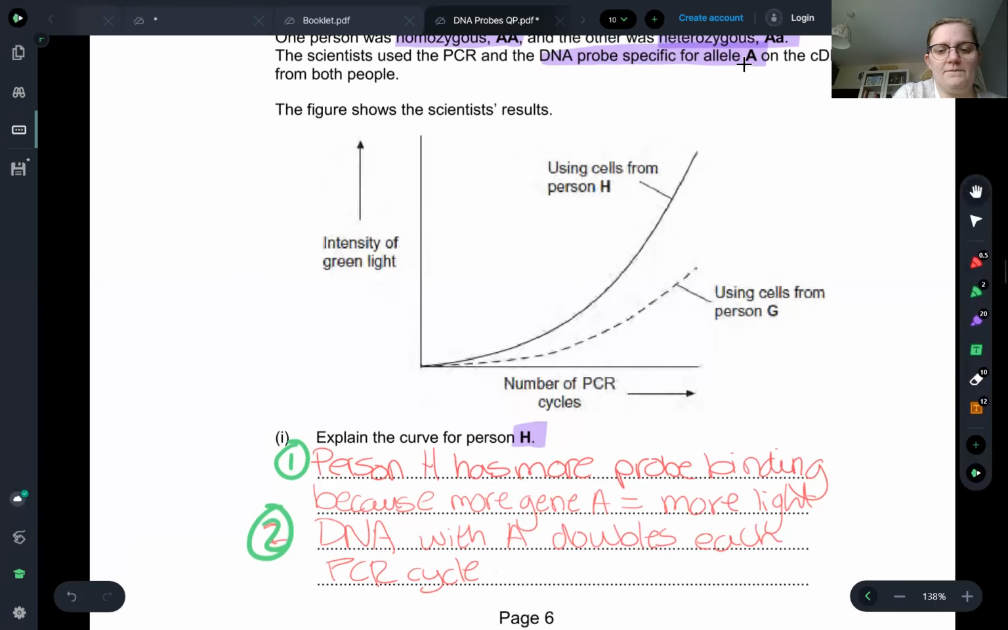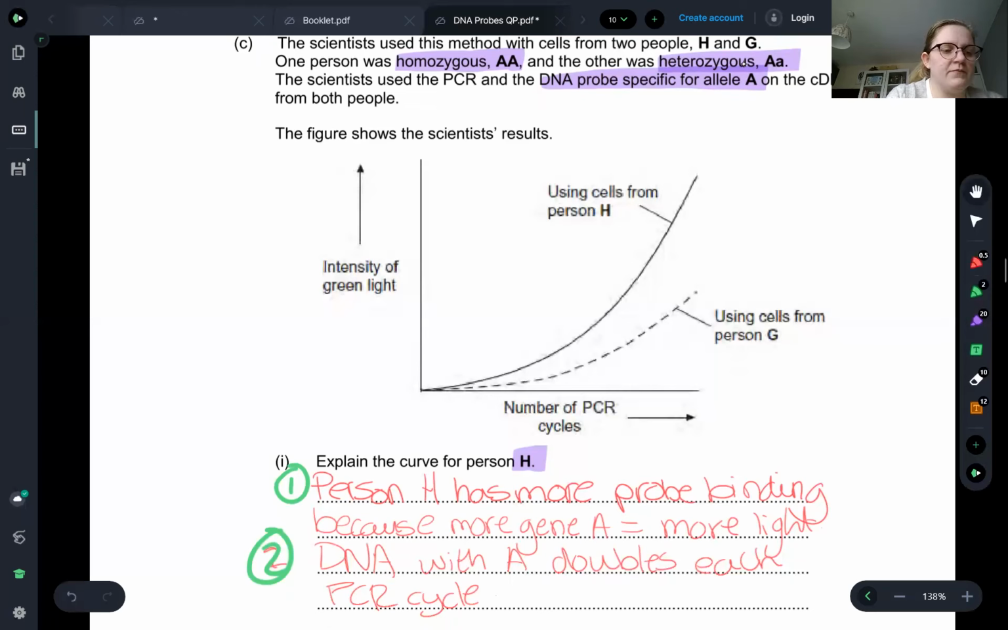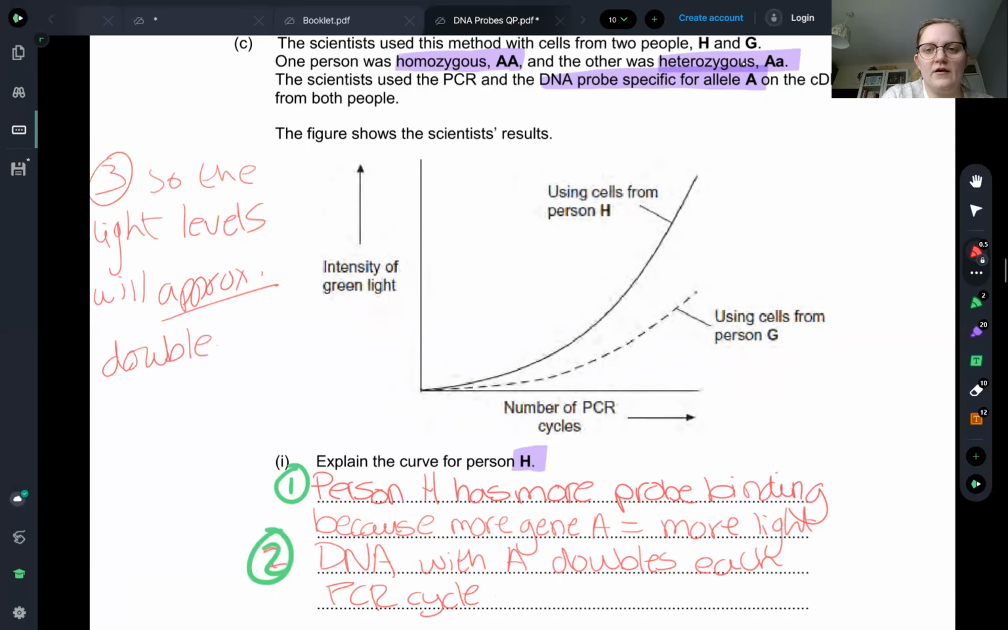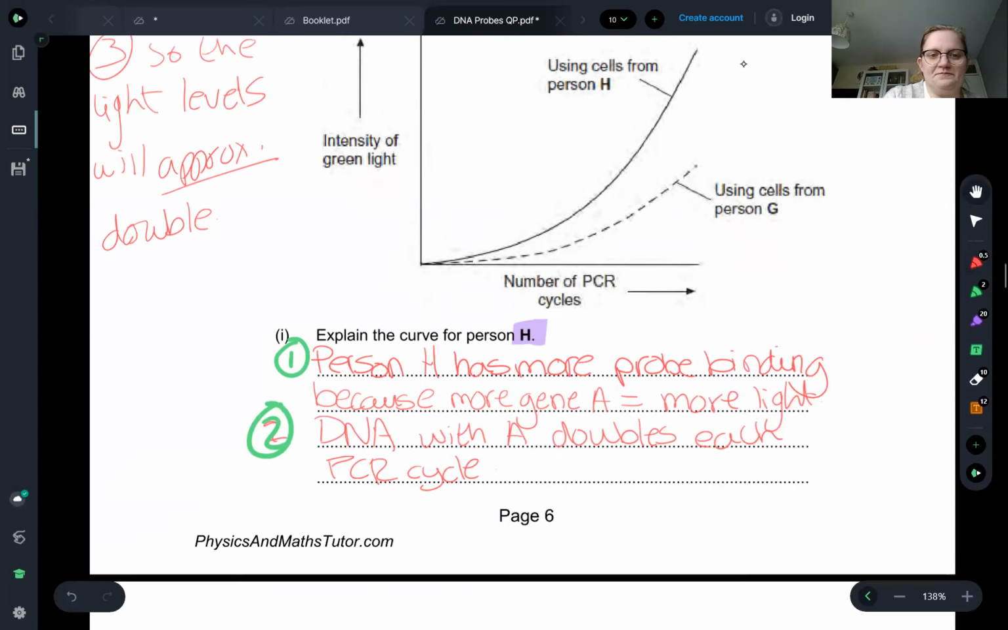And then finally, what I would say, I'm just going to write it up here. So the light will approximately double each time. So the curve's going to steepen more and more. The curve's going to go up exponentially. It increases even faster. Something along those lines to get you that 3rd mark of saying, so the light levels will approximately double. Remember, that was person H.